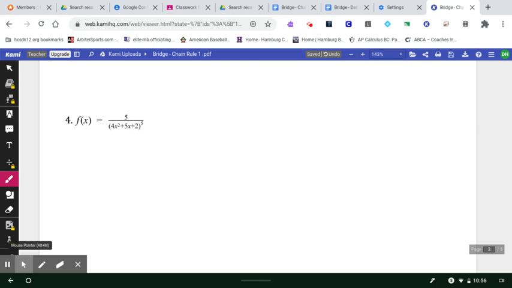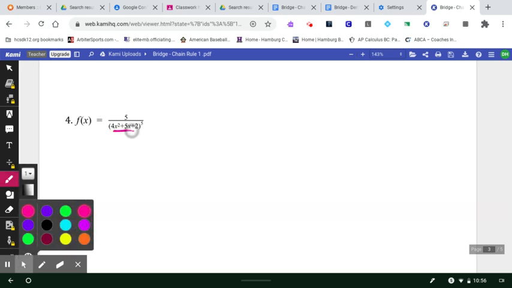All right, number 4. Now you might be thinking, wow, this looks like a fraction. I'm going to jump to quotient rule right away. But that's not the case here, because this has an inside. Because there's an inside, I know it's a chain rule. And that's what we have to start looking for now. Do the functions have insides? So this definitely has an inside.